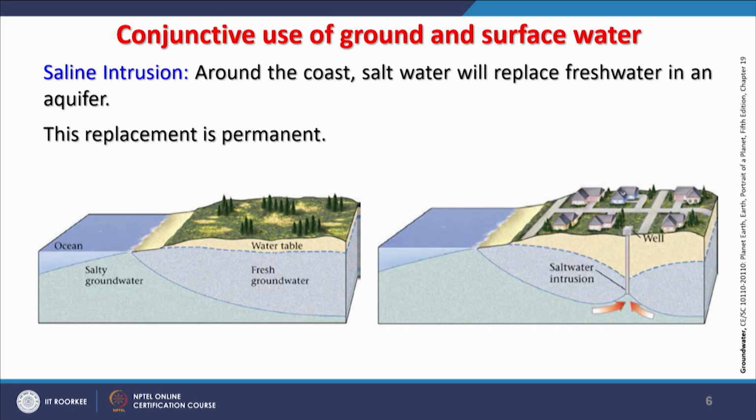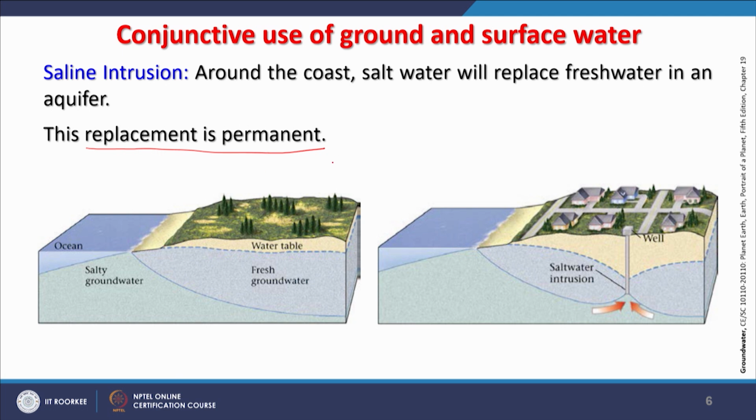Further, if it is a coastal area, then we have another problem, and that problem is saline intrusion. Around the coast, salt water will replace fresh water, and it is a very dangerous situation, and it is happening in many coastal parts of even this country. And this replacement of fresh water by salt water becomes permanent, and then your well becomes useless, because you do not need sea water in your wells.